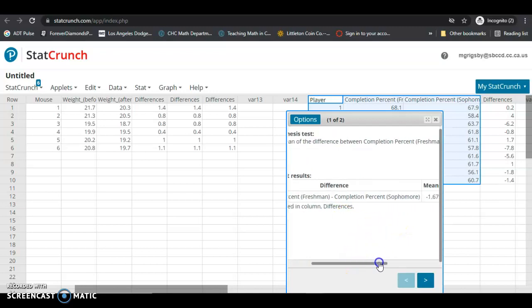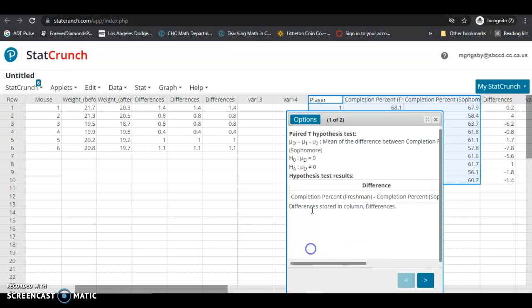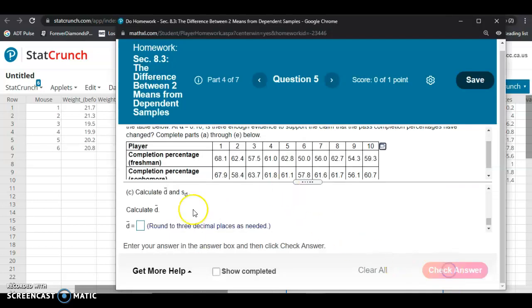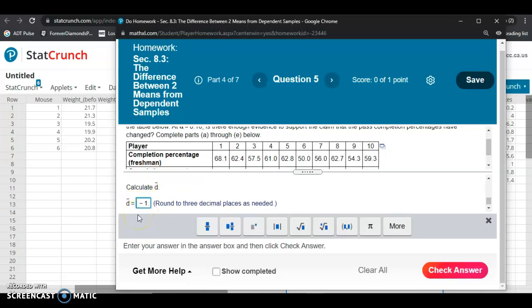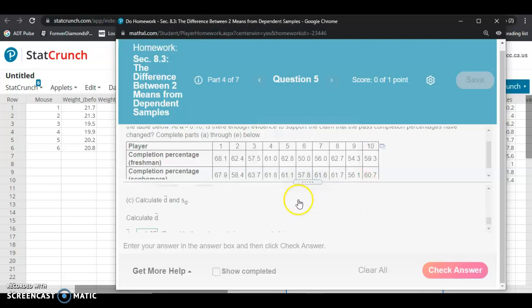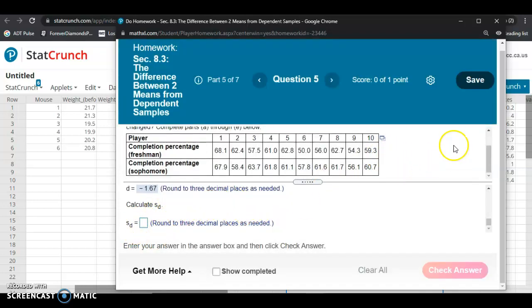The mean of the differences, according to the output here, and it tells you how the differences are calculated: completion percentage for freshman minus completion percentage for sophomore. That's the difference calculated for each quarterback. So the mean of those differences is negative 1.67. It does say round it to 3 decimal places, so let's see if it'll accept the answer as negative 1.67. That's all the decimal places they give us. Okay, it does. Next we need the standard deviation of those differences.